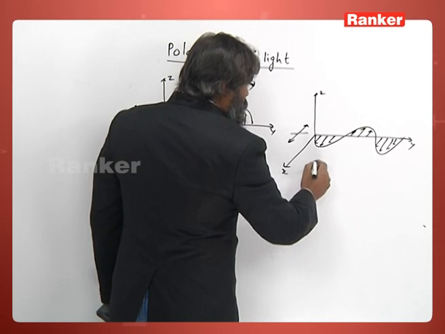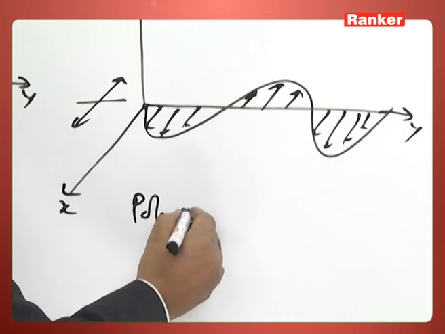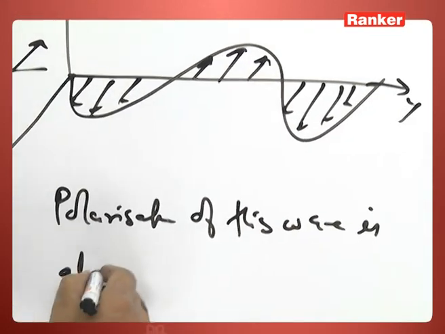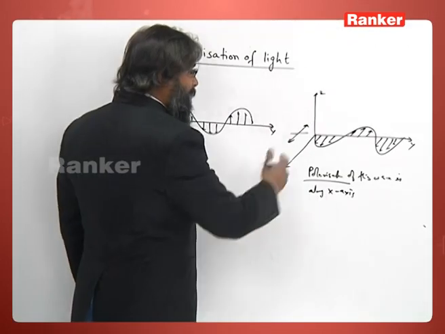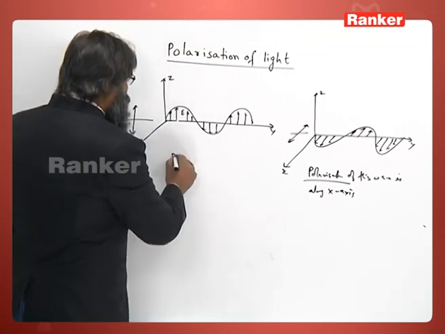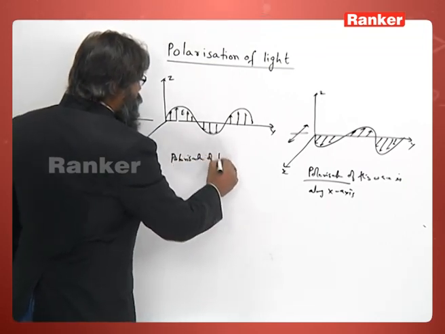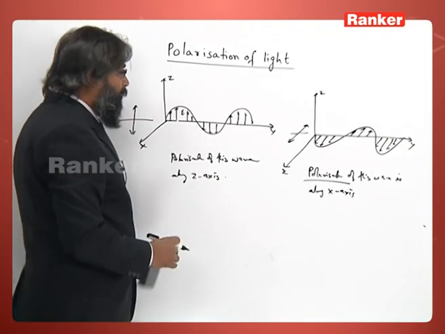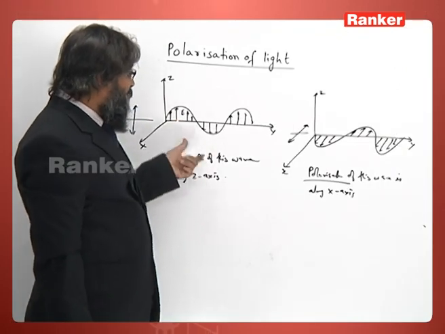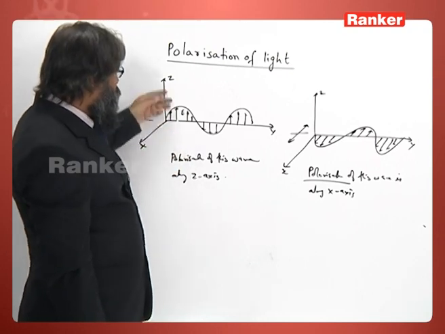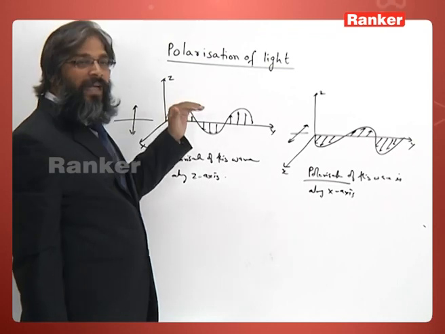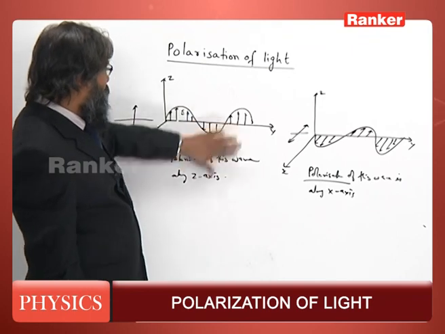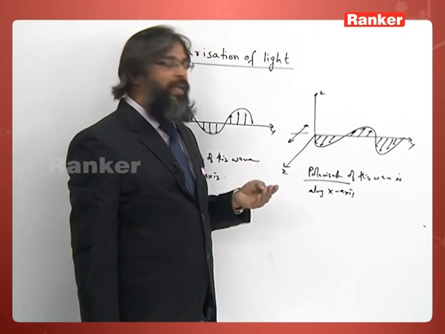So this is the polarization. We say the polarization of this wave is along the x axis. So we define the polarization of this wave as the x axis, and the polarization of this wave along the z axis. So this is what we mean by polarization. The polarization axis is that axis along which the electric field vectors oscillate, are oriented. So in this whole electromagnetic wave, the E field vibrates in the ZY plane, and here it is in the XY plane.